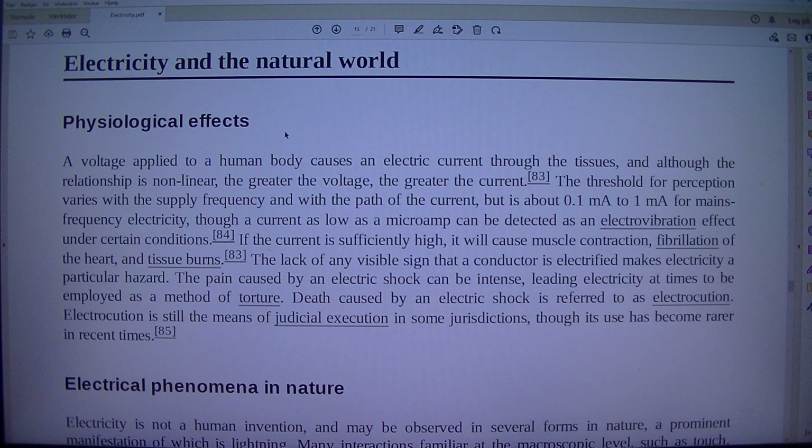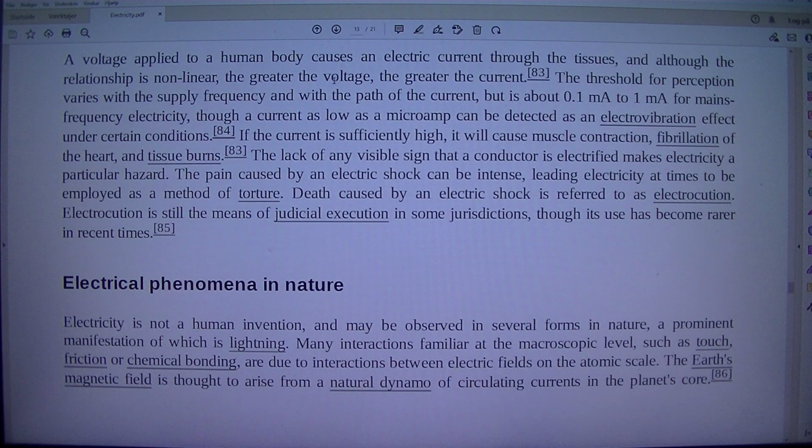Physiological effects. A voltage applied to a human body causes an electric current through the tissues, and although the relationship is nonlinear, the greater the voltage, the greater the current. The threshold for perception varies with the supply frequency and with the path of the current, but is about 0.1 mA to 1 mA for mains frequency electricity, though a current as low as a microamp can be detected as an electrovibration effect under certain conditions. If the current is sufficiently high, it will cause muscle contraction, fibrillation of the heart, and tissue burns.